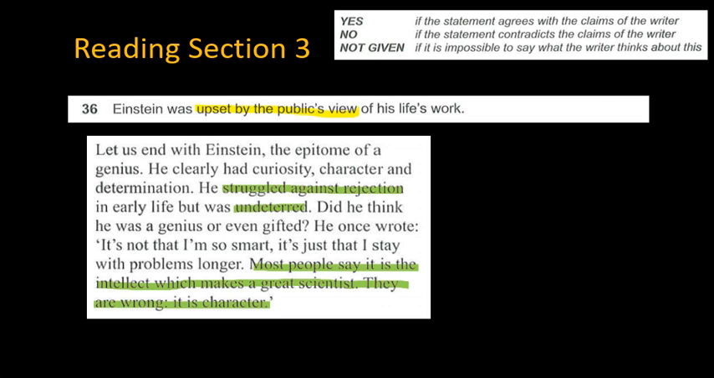Right. So he was upset about the public's view. He struggled against rejection. So academic bodies, they rejected him. They said you can't work here or something like that. But that's not the public's view. And then towards the end it said, most people say it's the intellect which makes a great scientist. They are wrong, it's character. So that's talking about what people say, but that's not the public's view of his work.